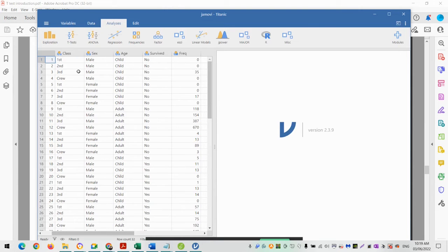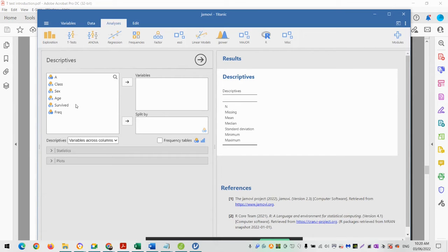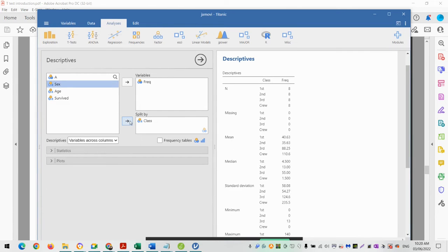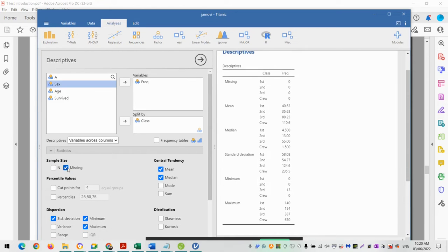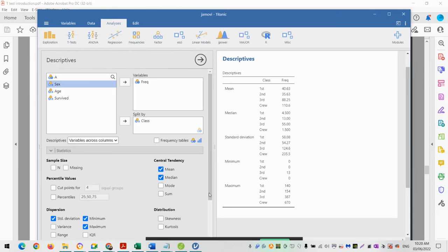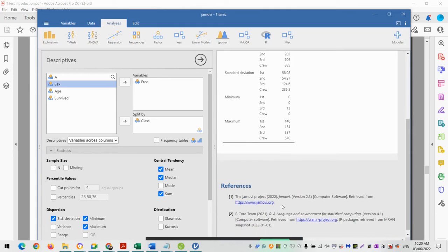Maalala natin na if we go to exploration, we can determine yung bilang ng mga nag-survive o yung frequency ng mga sumakay doon sa Titanic based on their economic class. So dito sa frequency, pwede natin ilagay yan sa may variables. Tapos yung class natin, ilagay natin doon sa split by. Doon sa statistics natin, we're not that interested with N, and yung missing natin, mas interesado tayo doon sa sum ng mga frequencies sa bawat category.